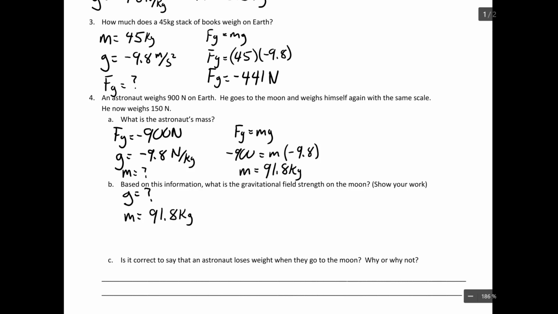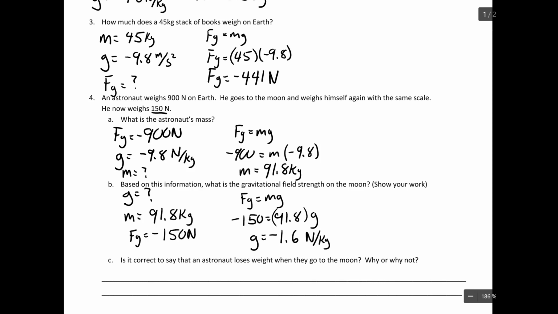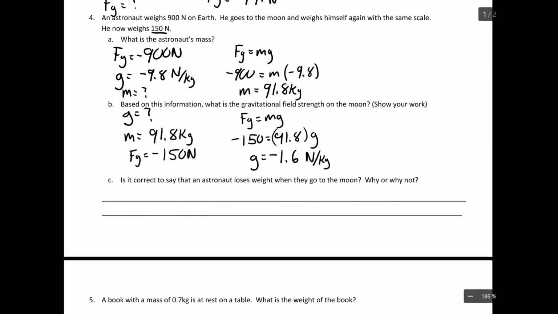And now we're looking, well, actually, we're not looking for this. They tell you his weight on the moon is 150 newtons. That's the force pulling him downward. So we could do Fg equals mg again. See, it's just a lot of this formula. Negative 150 is equal to 91.8 kilograms times g, the gravitational field strength on the moon, which is negative 1.6 newtons per kilogram. It's about 1/6 that of Earth.